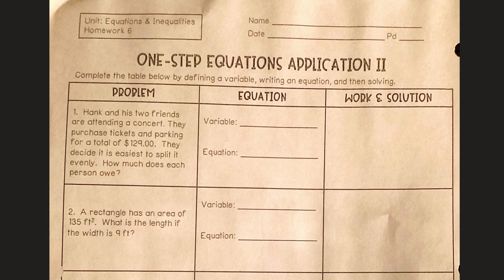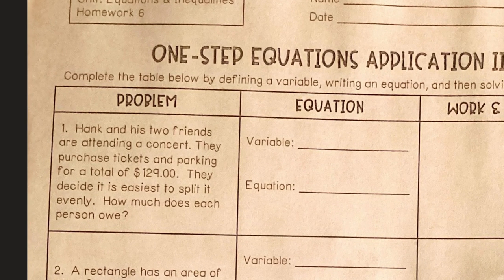Okay, on this side, we are working with multiplication and division. So, looking at this first problem here, it says Hank and his 2 friends are attending a concert. They purchased tickets and parking for a total of $129. Okay, so I know that that's going to be my total, $129. They decide it's easiest to split it evenly. How much does each person owe?